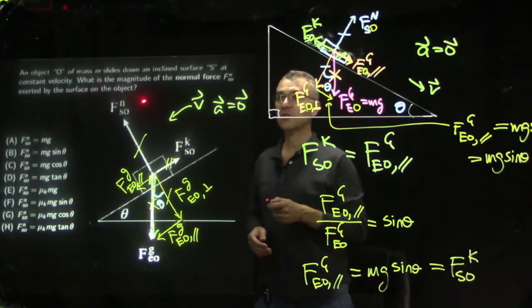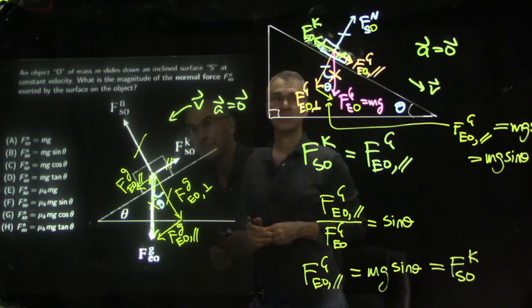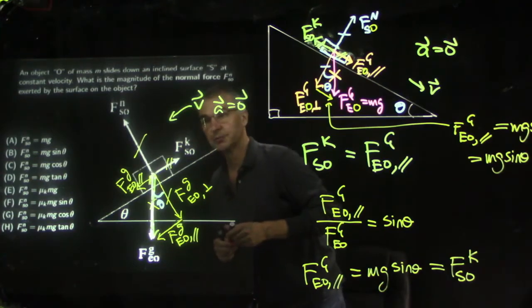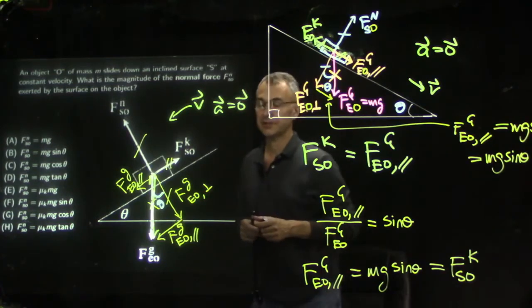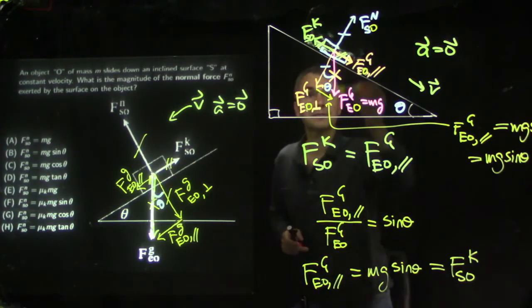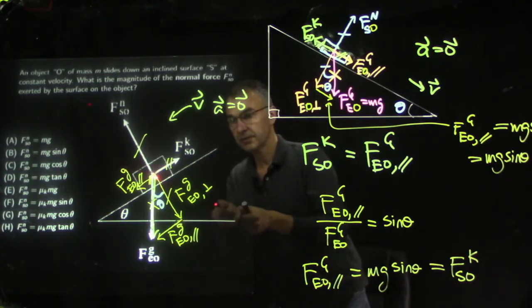Same scenario, what is the magnitude of the normal force exerted by the surface on the object? The normal force exerted by the surface on the object will be the same magnitude as the perpendicular component of the gravitational force. On this diagram, that is this orange or salmon colored line here. On this diagram, it is this line.